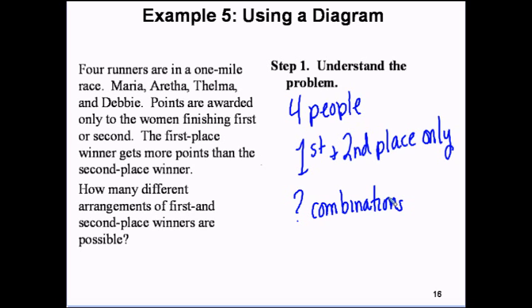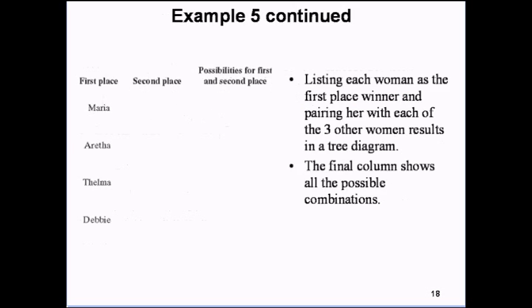Okay. These I kind of like because this is kind of fun to me. We're going to use a diagram. So we've got Maria, Aretha, Thelma, and Debbie. Any one of those 4 girls could come in first place. So that's what I do first, is I write down their 4 names.